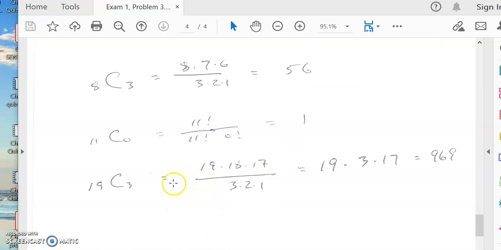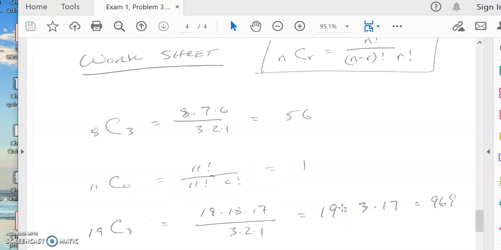Here's another one. 19 choose 3. So I write down the first 3 factors of the factorial. So it's 19 times 18 times 17. And then here's my 3 factorial. There it is. Okay. So you can pause the video and look at that. And I believe I'm correct.